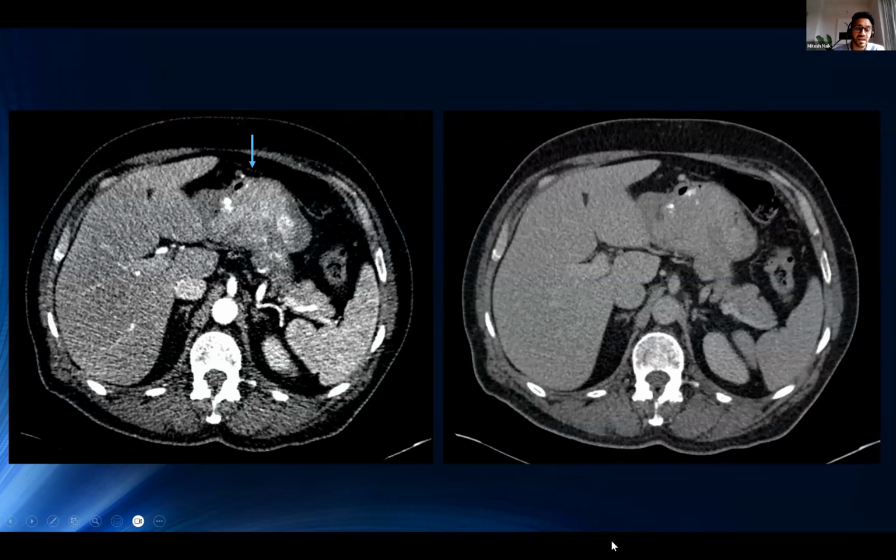So the next few slides will highlight why dual phase imaging is fundamental. If you're ever surveying these patients or even trying to make a diagnosis of neuroendocrine tumors, it's essentially impossible without arterial phase imaging because you will completely miss the lesions. So here we have an example of a gastric neuroendocrine tumor with some of the characteristic features I just mentioned.